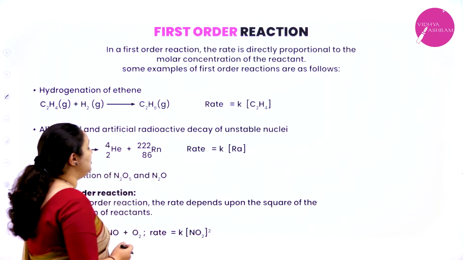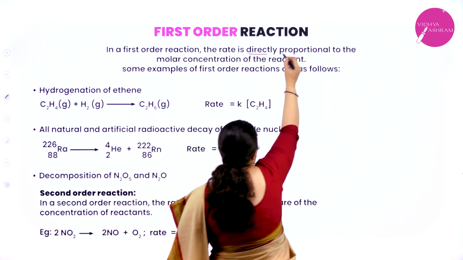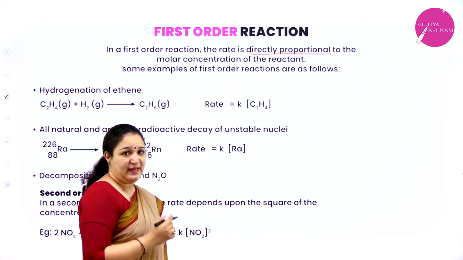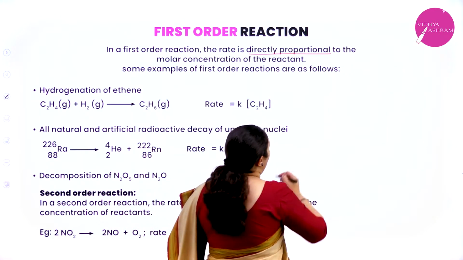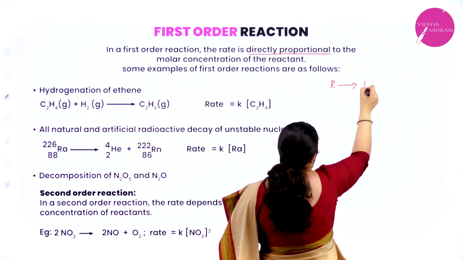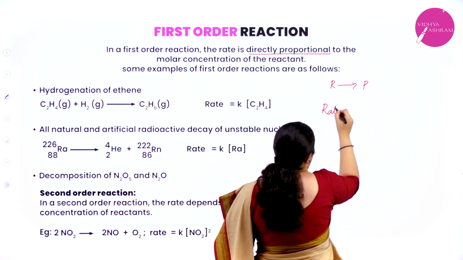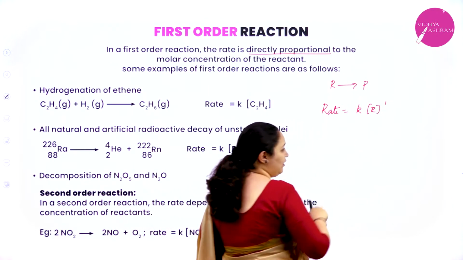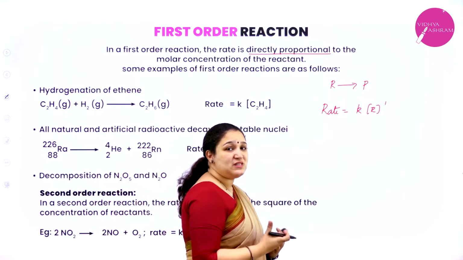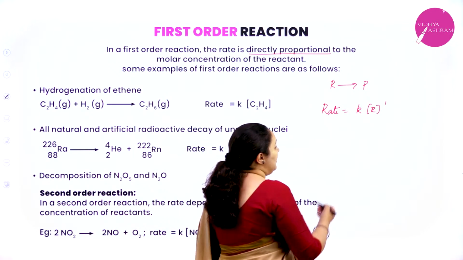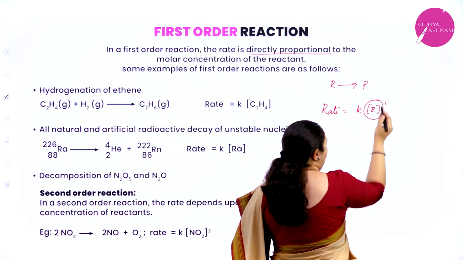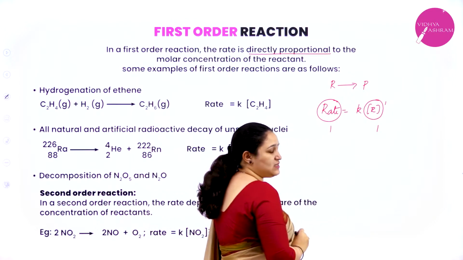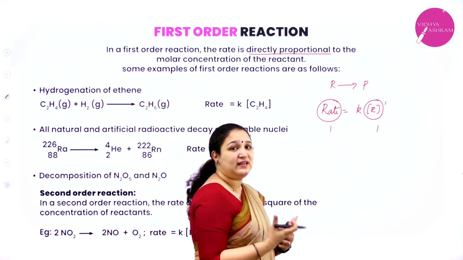In first order reaction, the rate is directly proportional to the molar concentration of the reactant. That means, for example, I'll take R giving P. For this, rate will be equal to k R to the power 1. So, if this is 1, then we call it a first order reaction. Now, what is the meaning of first order reaction? That is, if I increase the concentration of R by once, the rate of the reaction also will increase by once. That is, it is directly proportional.